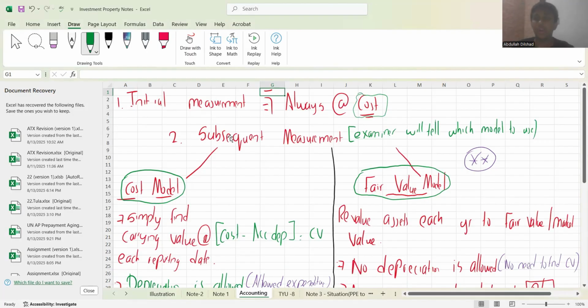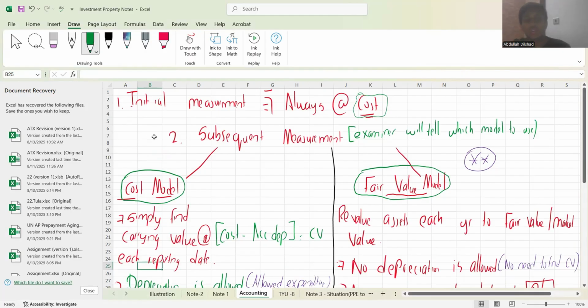Now we come to subsequent measurement. In terms of subsequent measurement, there are two models that can be used for IAS 40. One is the cost model and the other is the fair value model. During your MCQs, the examiner will tell you which model you are required to use, so you don't need to worry about which one to pick, because it will be provided by the examiner himself. Let us first look into the cost model and then move on to the fair value model.